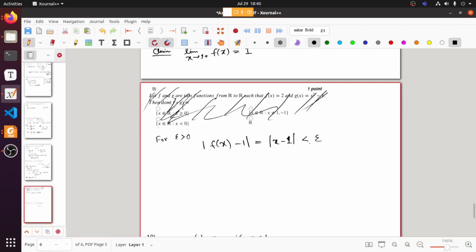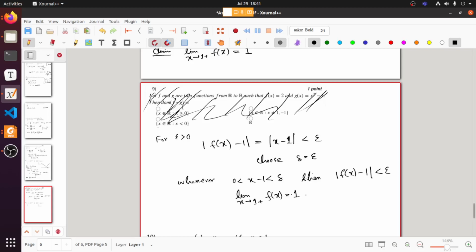If you make this less than epsilon, what will you choose? Again, you can choose delta to be epsilon, right? So whenever 0 < x - 1 < delta, here x we are taking positive, then as delta is epsilon, this will be less than epsilon. So |f(x) - 1| is less than epsilon. What is the meaning of this? It means that the limit as x tends to 1 plus of f(x) is 1.